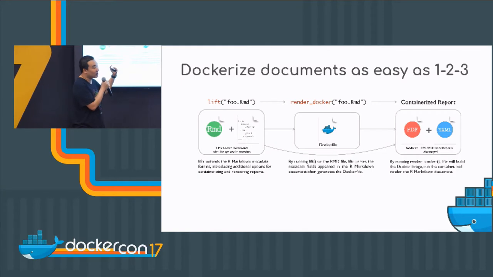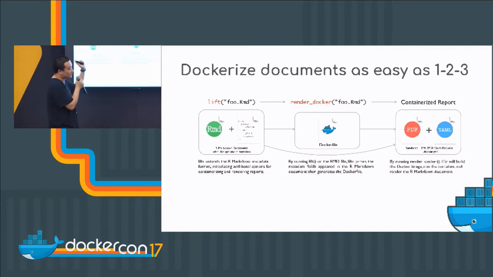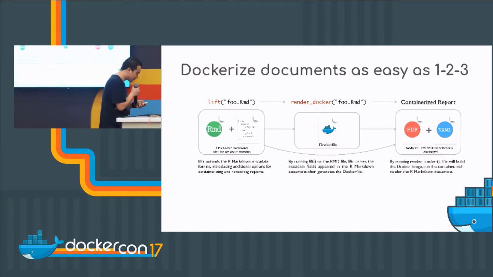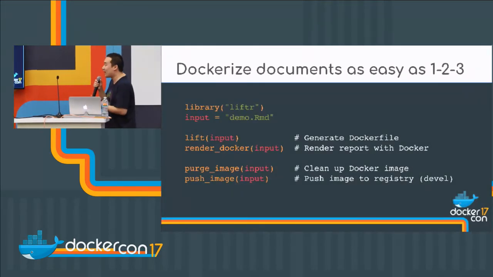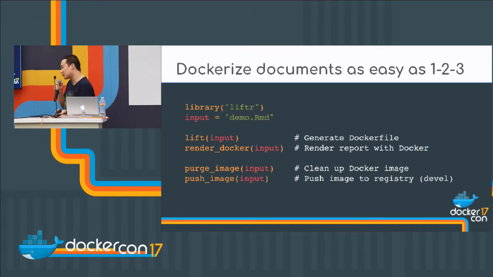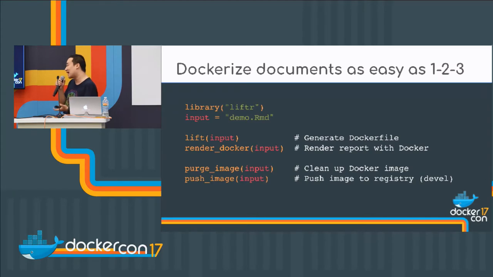Liftr will generate a Dockerfile for your report automatically by extracting the essential metadata from the header of your report. And then it will build the image based on this Dockerfile, start a container, and then render a report, PDF report or HTML report, for you and give you the output. And after that, you can also push the image to your Docker registry and share your Dockerfile on GitHub, which will make it really easy to give you the operating system level of reproducibility and persistency for your dynamic document.